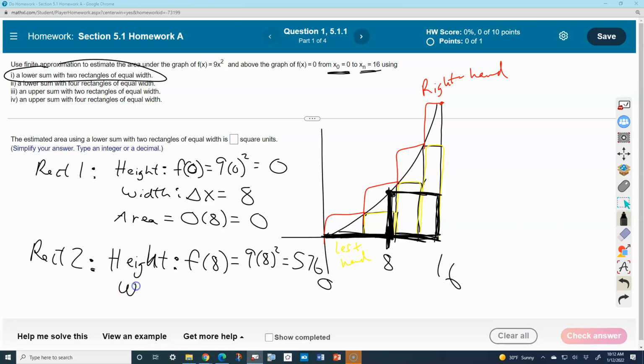And the width, what's the width of my second rectangle? Yes, it's again 8. The width is going to be the same the whole time. Whatever your width is, it's going to be the same width for all the rectangles.